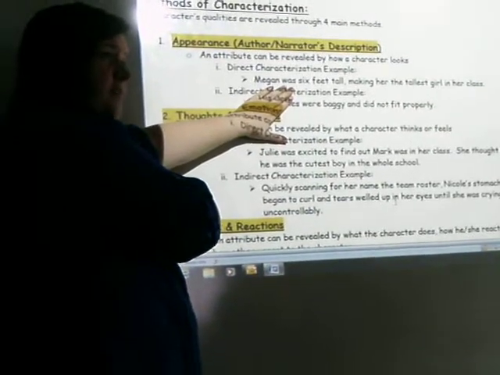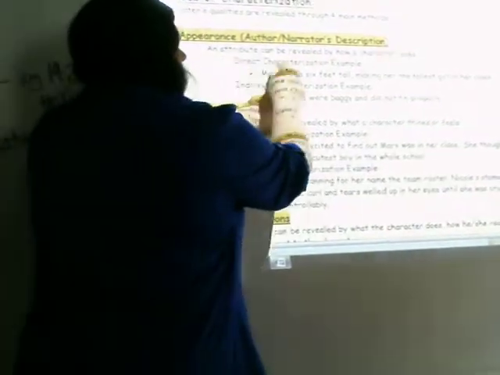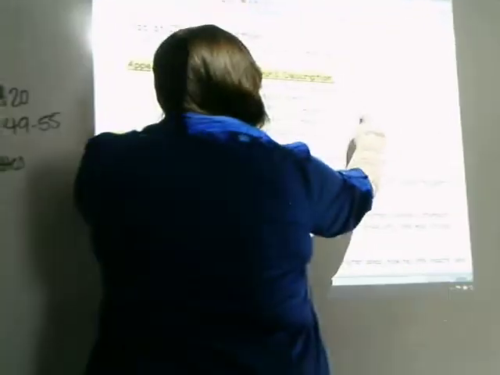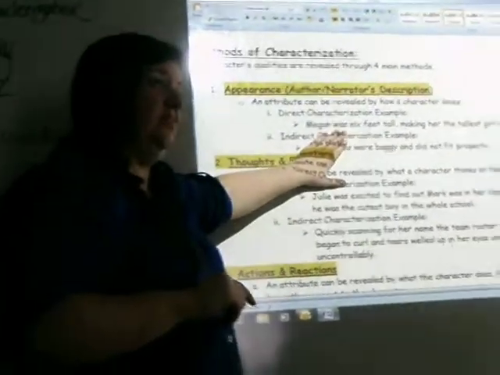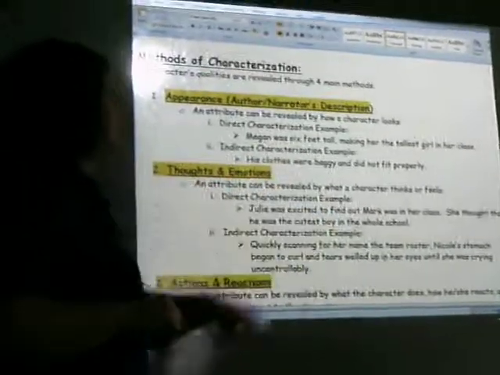Make sense, guys? It directly states Megan was 6 feet tall. It directly states she's the tallest girl in her class. You don't have to figure anything out about that. Does that make sense, Adam? Alright. Indirect characterization example.